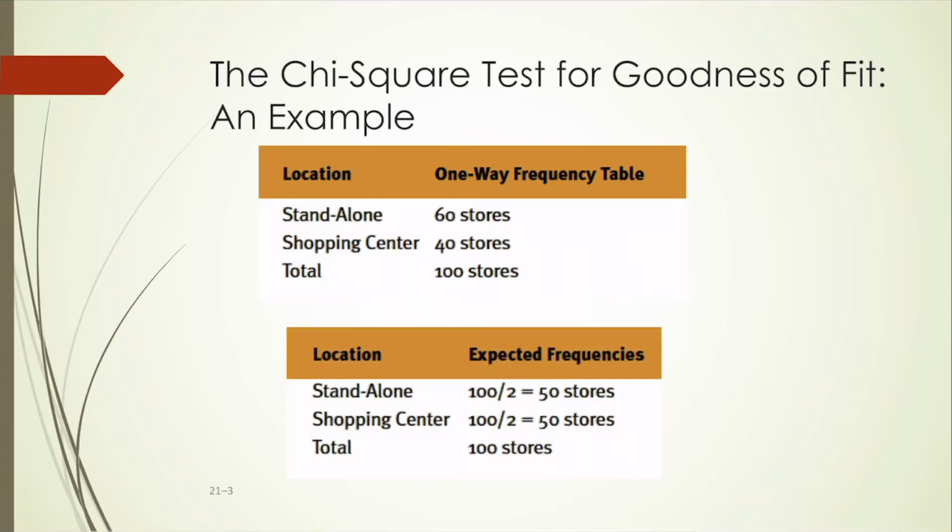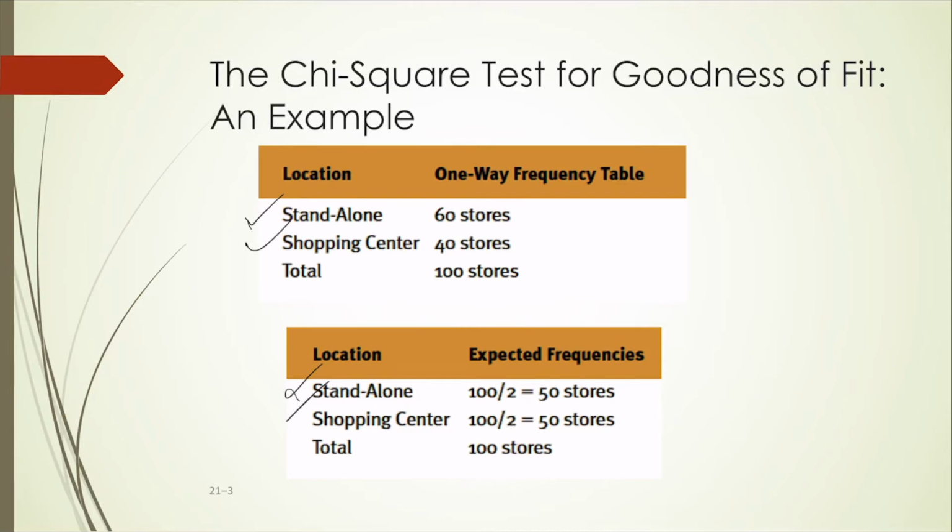We have here the data for the location variable, standalone or shopping center, which are provided in the frequency tables. The next step: what are the expected frequencies for the location variable? This is another way of asking the central tendency for each category, or how the observations would be distributed if there was no relationship between the categories and numbers of stores.